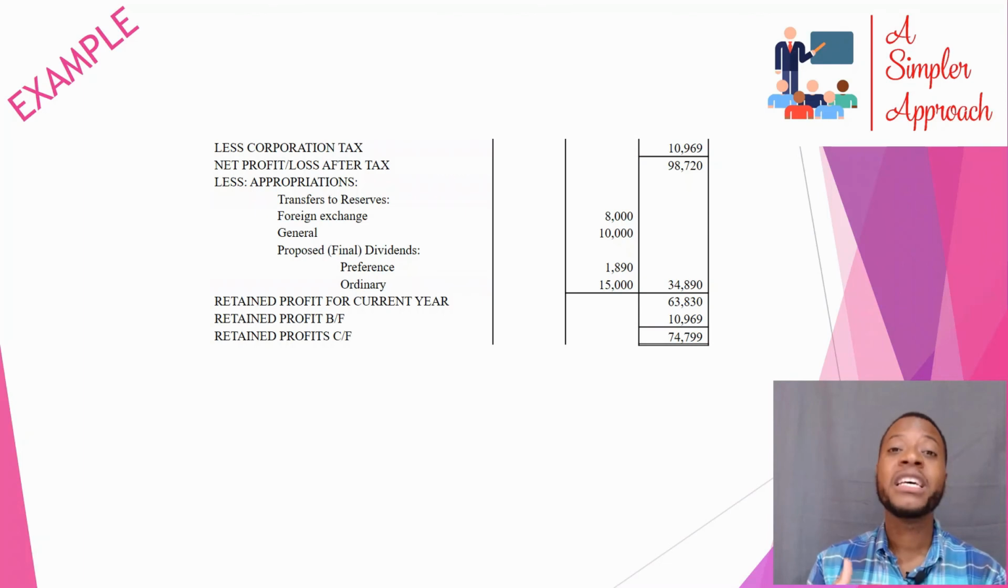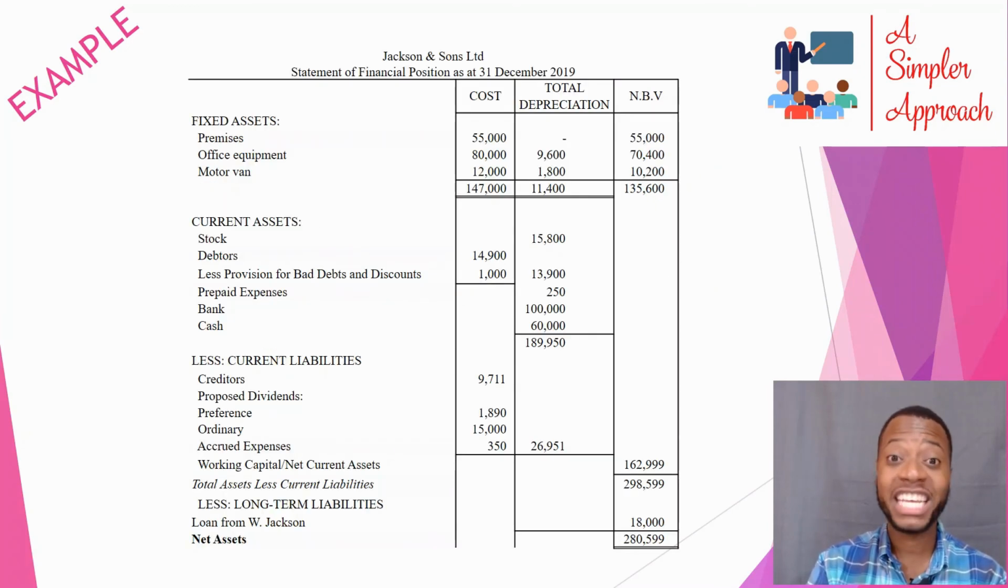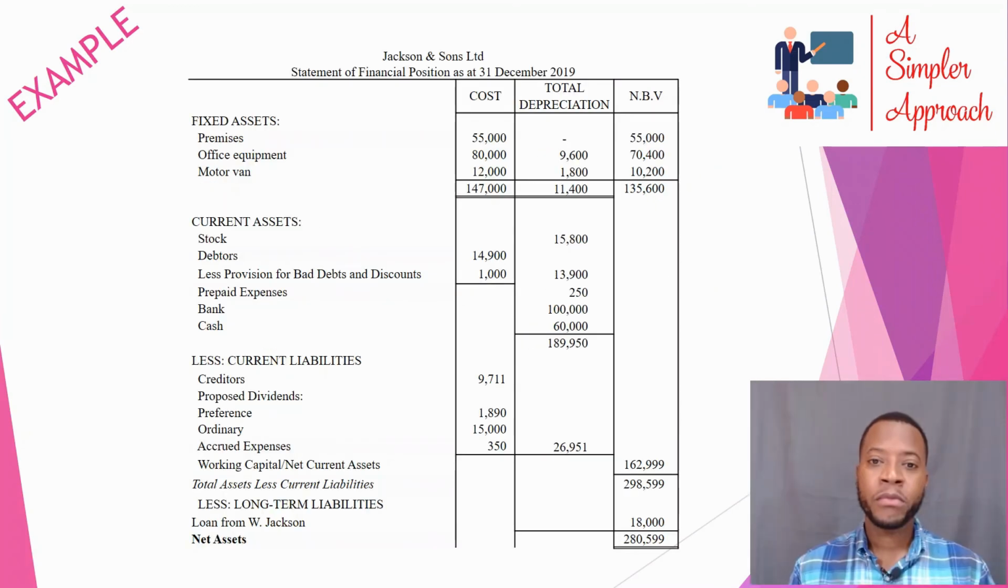Okay? That's the income statement, which includes the appropriation account. Next, we will look at the statement of financial position. And there it is. Remember that the entire concept, as you know it, remains the same. The only major change is the finance by section, which is now referred to as the shareholders' equity section.